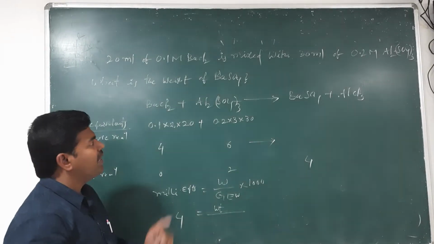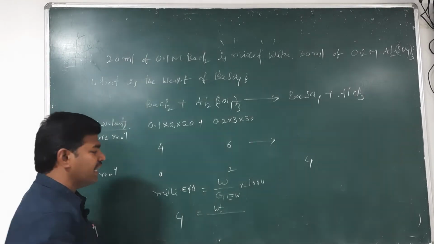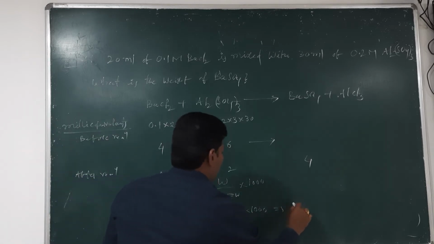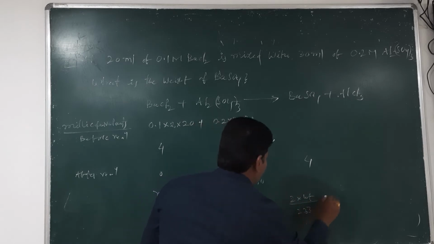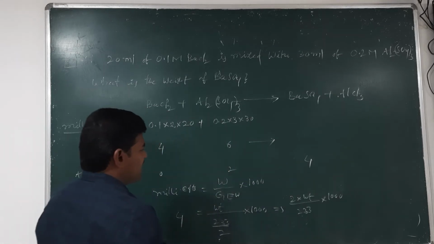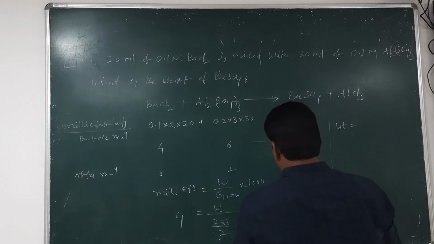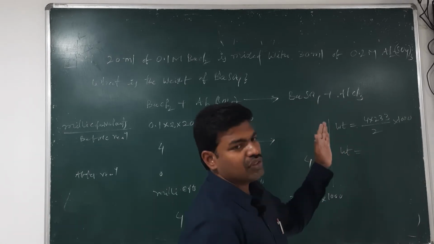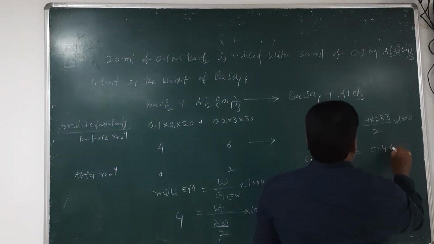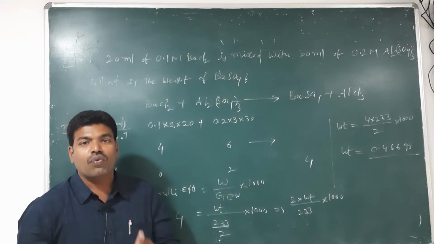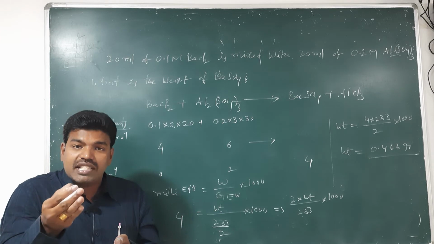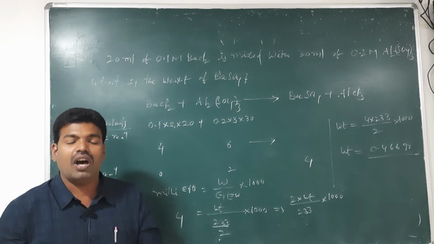So, gram molecular weight of barium sulphate is 233. So, 233 by 2 gives gram equivalent weight, into 1000. Okay. So, in the next step, 4 equals 2 into weight by 233 into 1000. In the next step weight is equal to 4 into 233 by 2 into 1000, which gives 0.466 grams. Okay, in these two ways we can solve this problem. So, in this problem we applied the concept of mole and concept of milli equivalents or concept of equivalent weight.